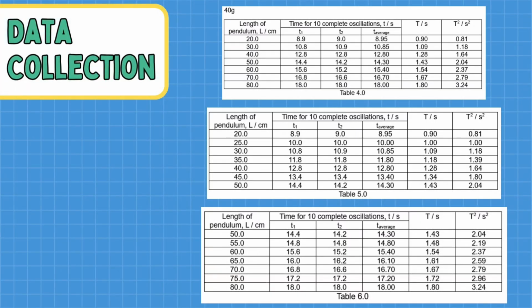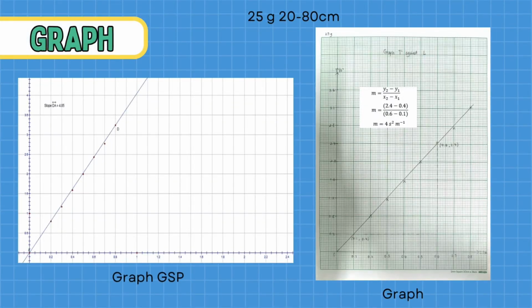This slide shows the data collected using a 40-gram plasticine bulb. The procedure was the same as before, but the mass was changed from 25 grams to 40 grams. Now I will present the graphs and gradients obtained from our experiment.